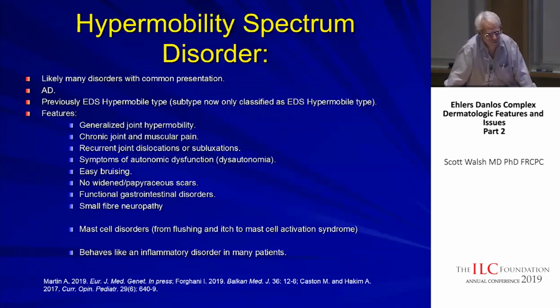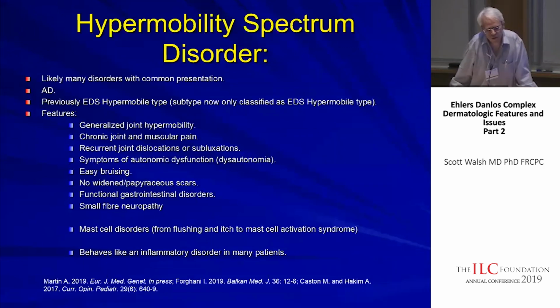because it probably affects many of the different nerves within the skin and the joint. Easy bruising is very common. You don't see widened atrophic scars in hypermobile spectrum disorder. If you see those, you have to think about one of the other types of Ehlers-Danlos.